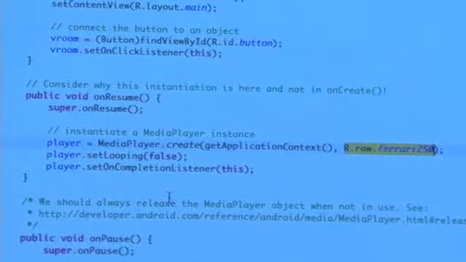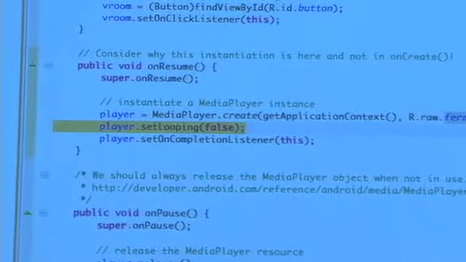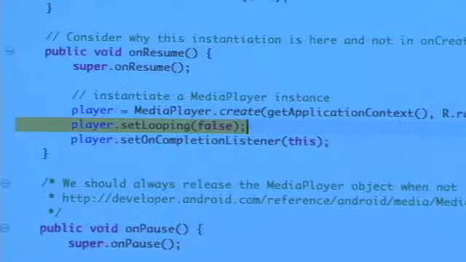Now, the next couple of things just specify some of the attributes of the media player. In this case, we don't want this sound to loop continuously. We just want it to play once and then stop. So we're going to set looping to false. And also, once it's done, we want the media player to notify our activity that its state has changed. It's no longer playing that sound.